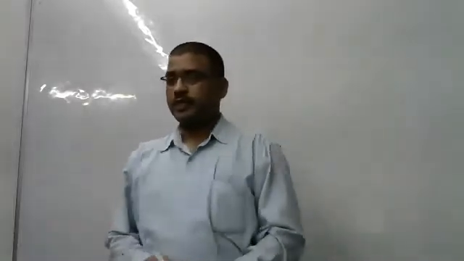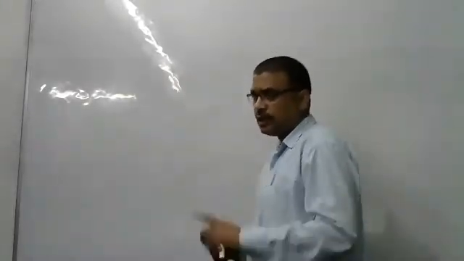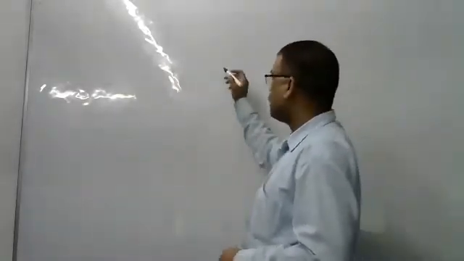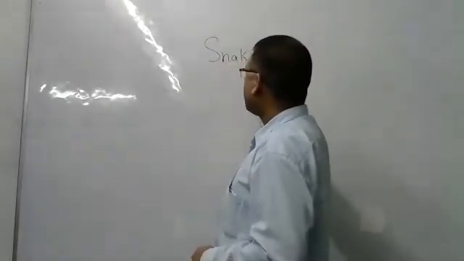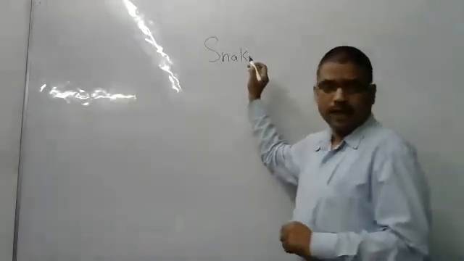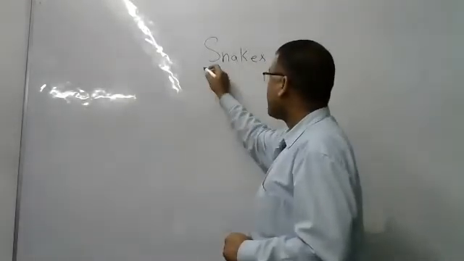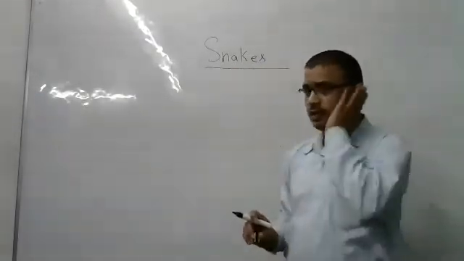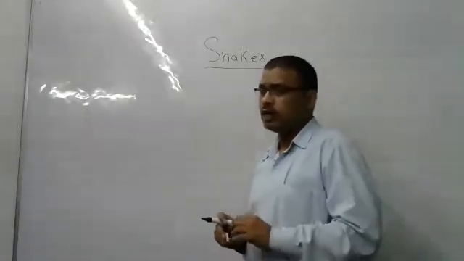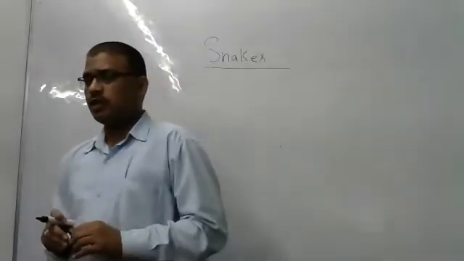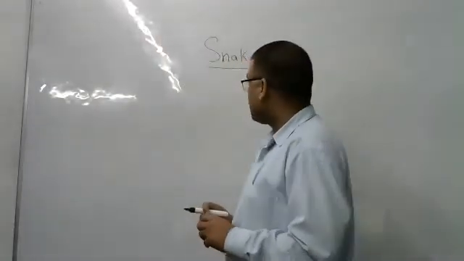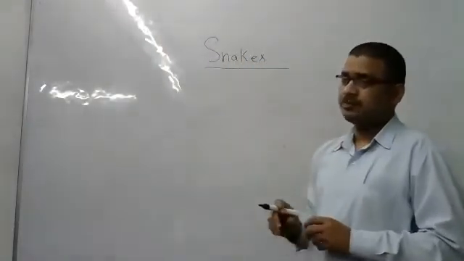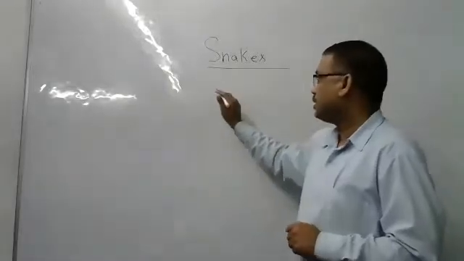Now I am going to start the last topic on body movement, and here we are going to discuss only one animal. The name of that animal is snake. We are going to talk about how this snake moves on the ground and which kind of skeleton is present in the snake.